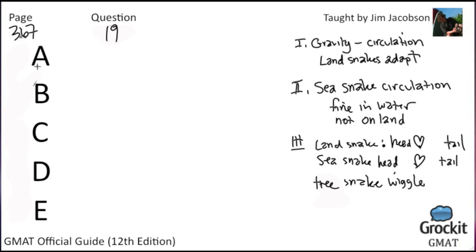So A, the heart of the sea snake tends to be located near the center of the body. That is mentioned in the passage, but it's not mentioned in the part of the passage where we find out about the distribution of the blood in the sea snake changing. So it's not that. B, pressure gradients in the water surrounding the sea snake counter the effects of vertical pressure gradients within its blood vessels. That's almost exactly what I read, so this has got to be it. We'll cover the remaining ones quickly, because again, it is important to know how wrong answer choices are constructed so that you can identify them more readily. C, the sea snake assumes a vertical posture less frequently than do terrestrial and arboreal snakes. Arboreal just means tree snakes.